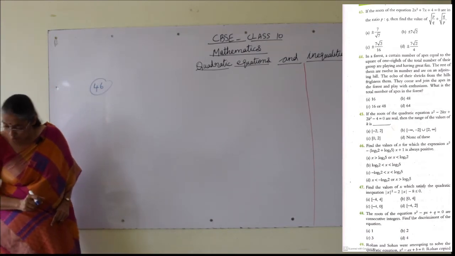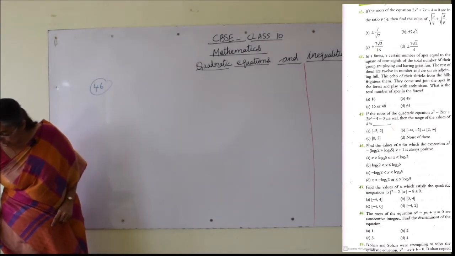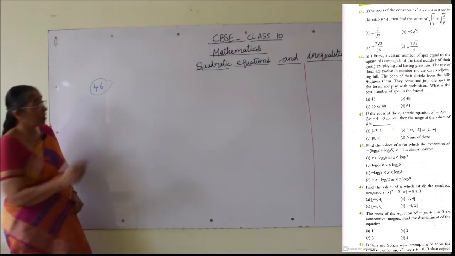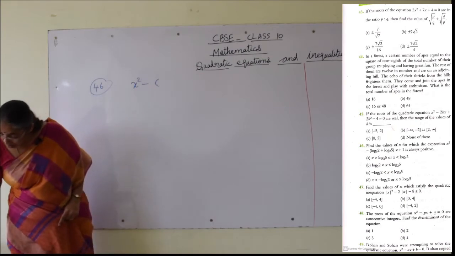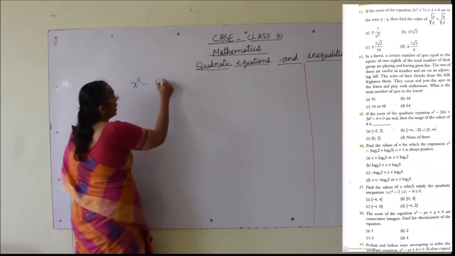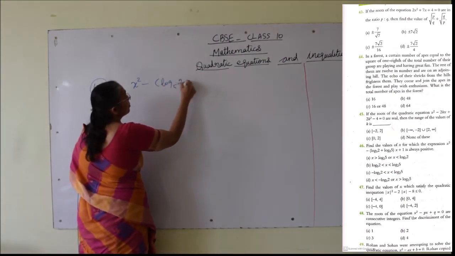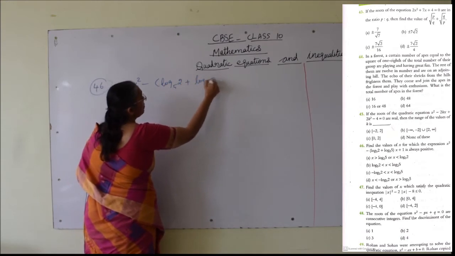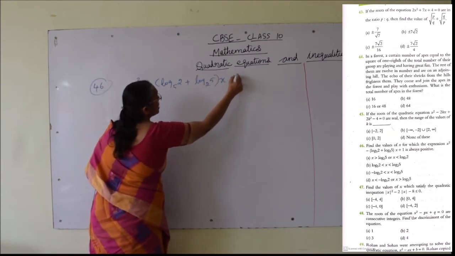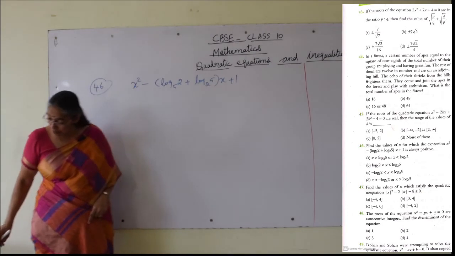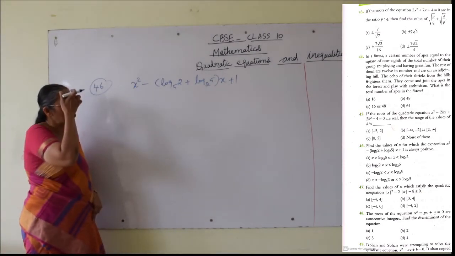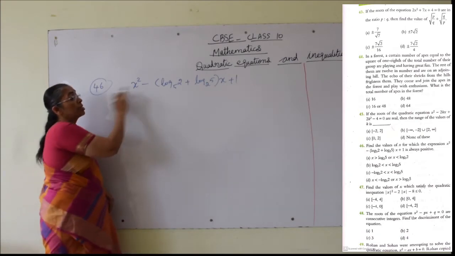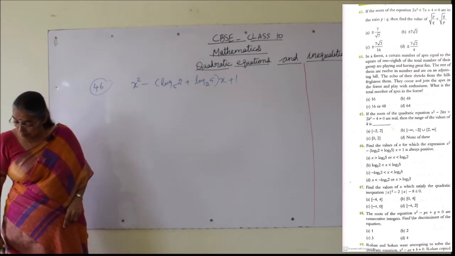Now, question number 46. Find the value of x for which the expression x square minus log 2 base 5 plus log 5 base 2 of x plus 1. Am I right? This expression is always positive. Find the value of x for which the expression is always positive.